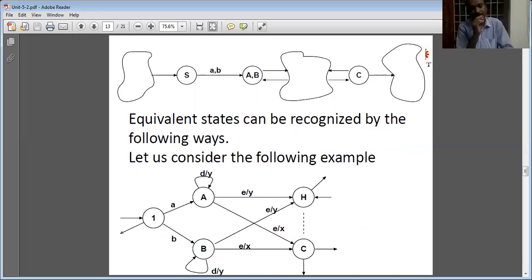Equivalent states can be recognized by the following ways. Let us consider the following example. 1 is one state, A is one state, B is one state, H is one state, C is one state. From 1 to A, the input is A. From 1 to B, the input is B. At A, input is D, output is Y. So from A to H, input is E, output is Y. At B, input is D, output is Y. From B to C, input is E, output is X. From A to C, input is E, output is X. From B to H, input is E, output is Y.